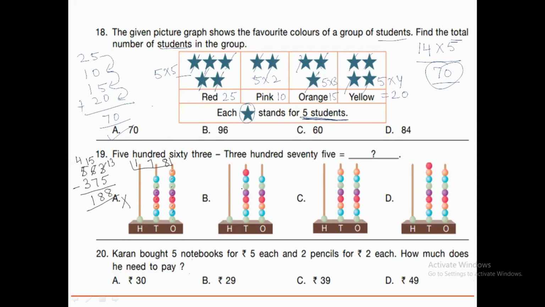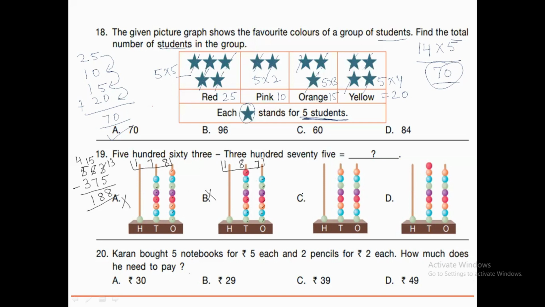Now let's move to option B. At the hundreds place it is 1. At the tens place it is 1, 2, 3, 4, 5, 6, 7, 8, which is 8. And in the ones place it is 1, 2, 3, 4, 5, 6, 7, which is 7. Here the number is 187. So that also cannot be a correct answer.